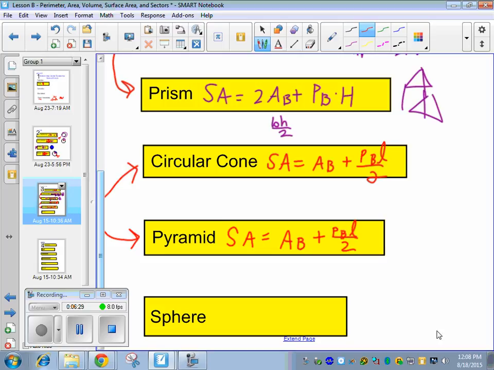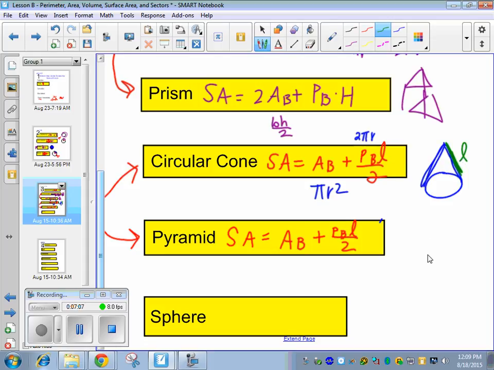Since these are different, for the circular cone, you guys know what a cone looks like? Looks like this. For the circular cone, the area of the base would be what formula? Pi r squared. The perimeter of the base would be what formula? 2 pi r. Anybody know what the L stands for? It is the slant. So they're going to give you the distance of that slant. That's the L.